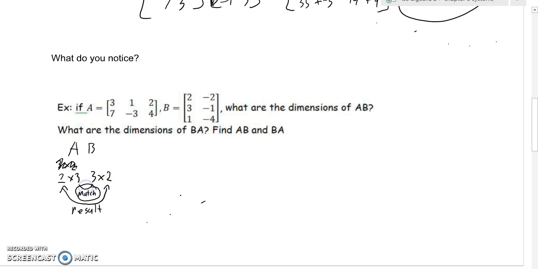These two have to match because you have to have the ability to go across this one and pair everything with something you go down that one for. So those are the dimensions of AB. The result will be a 2 by 2 matrix. Whereas if we do BA, we have a 3 by 2 times a 2 by 3. So these two match, and our result is a 3 by 3.